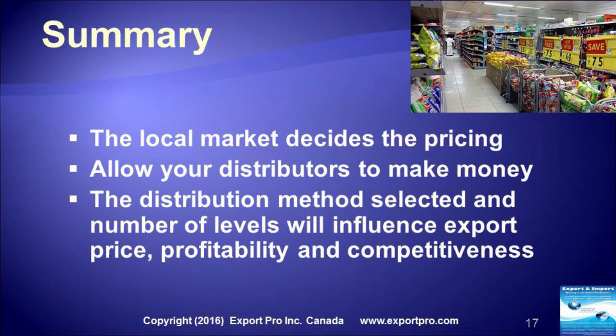Local price decides your pricing. Manufacturing cost is only used as a base to calculate profitability. Increased number of distribution levels reduces your profit, thus higher shipping costs and customs duties. Look at all alternative distribution so you can maximize your profit and still be competitive.